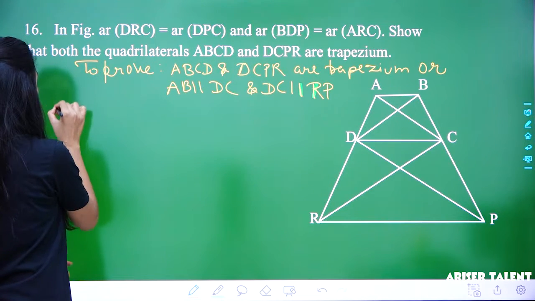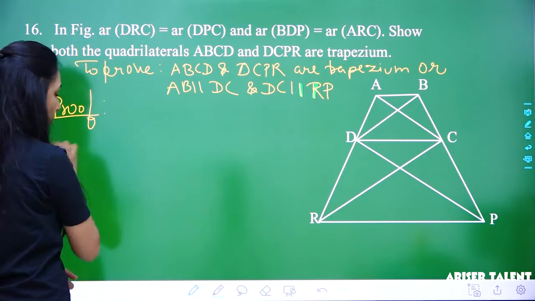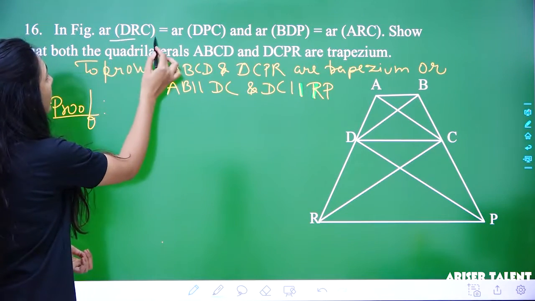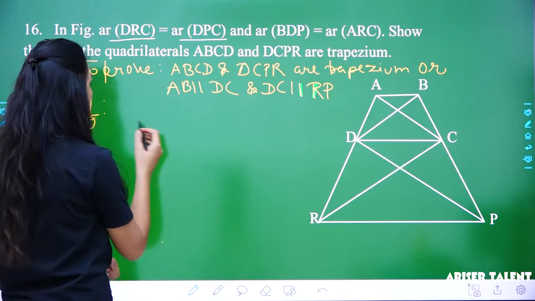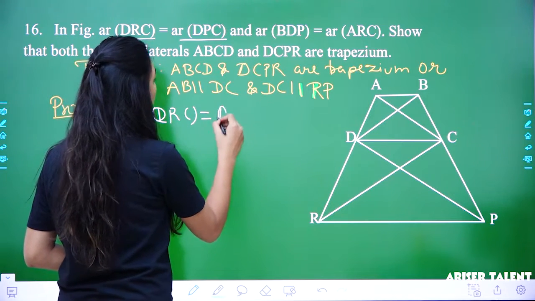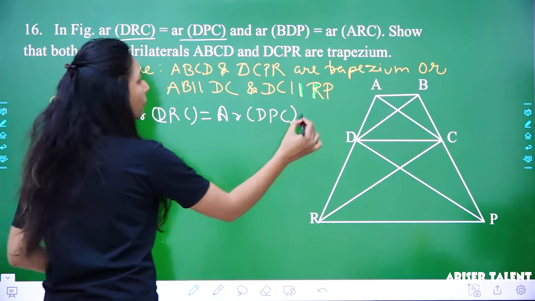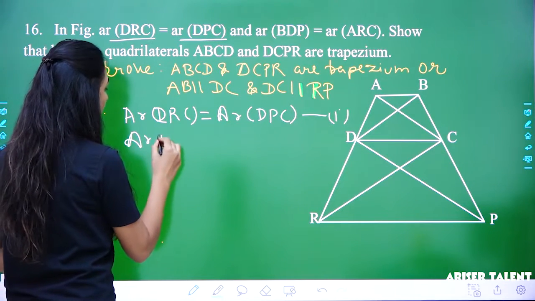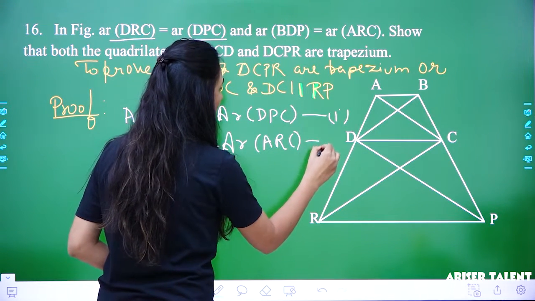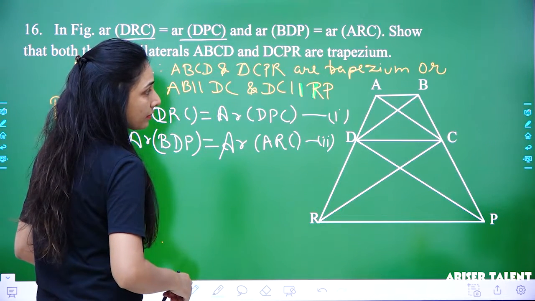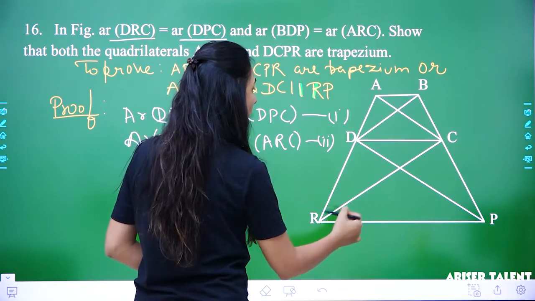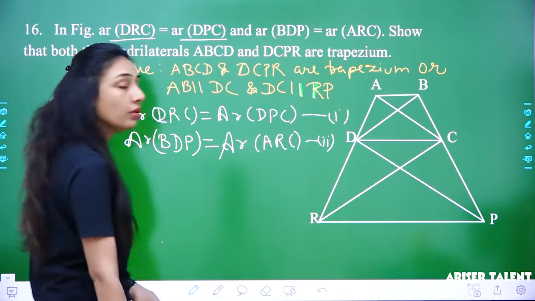Okay. Now, we are not having any construction here, so direct proof we are talking about, right? So we have given that area DRC equals area DPC first, and area BDP is equal to area ARC. This area ARC is equal to area BDP, and we are having DRC, these two areas are equal to each other.